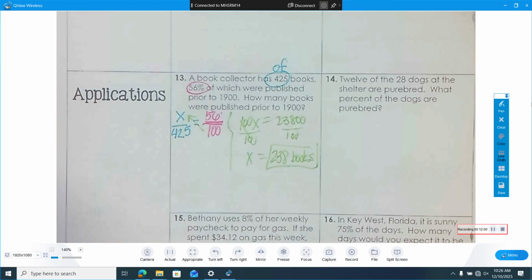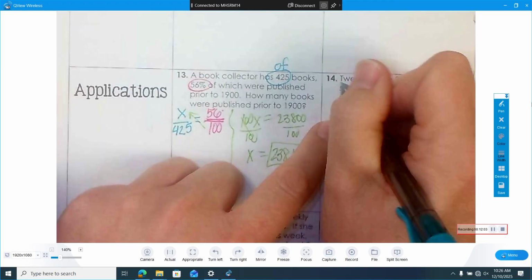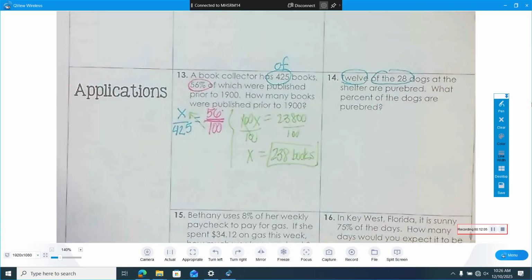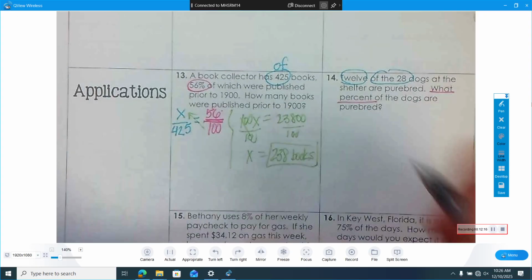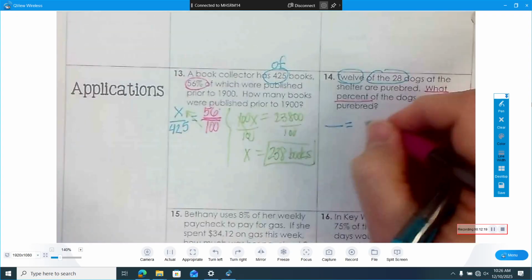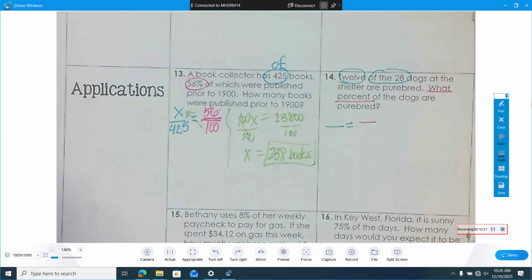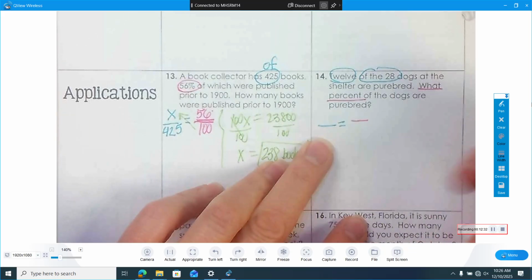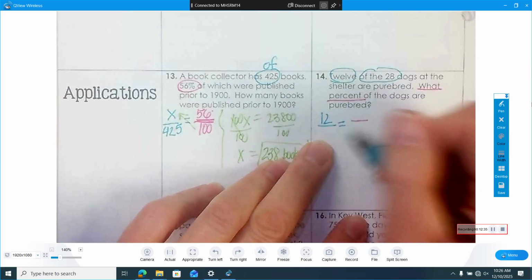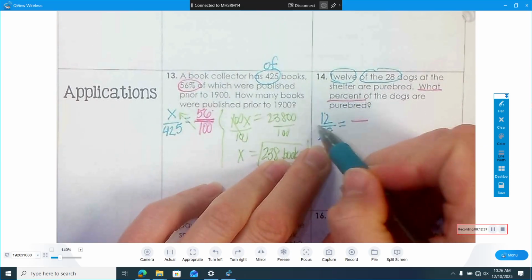Let's look at number 14. 12 of 28 dogs at the shelter are purebred. What percent of the dogs are purebred? All right, so I have one side of my fraction and the other side of my proportion. How should I set this up? 12 on top. What goes on bottom? Of 28. We have 12 out of 28.